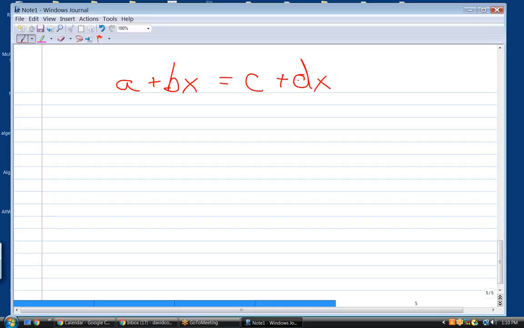Now, this is a little harder. Solving for x. What should the first step be? Whenever you're solving for a variable and you only have one variable, in this case, incidentally, a, b, c, and d are constants. The only variable is x.